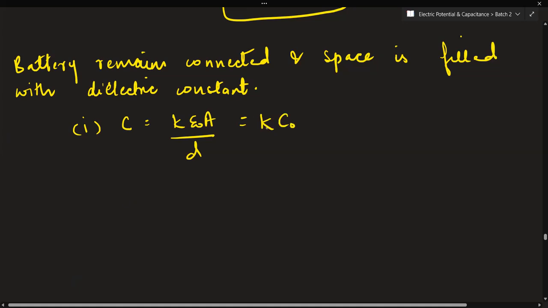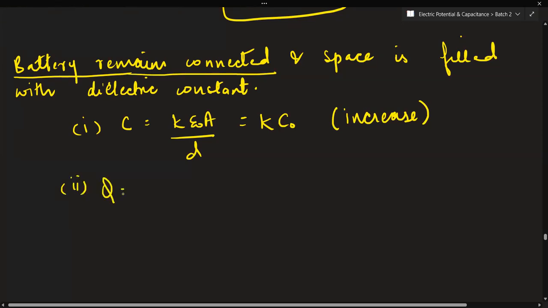So see, we are multiplying C naught by something. We are multiplying the C naught by K. It means this is increasing. So if this dielectric slab is introduced, your capacitance increases when the battery remains connected. This is also important, when the battery remains connected.